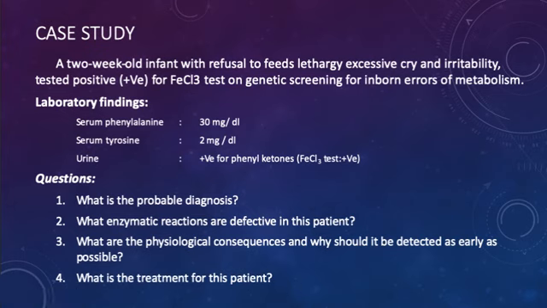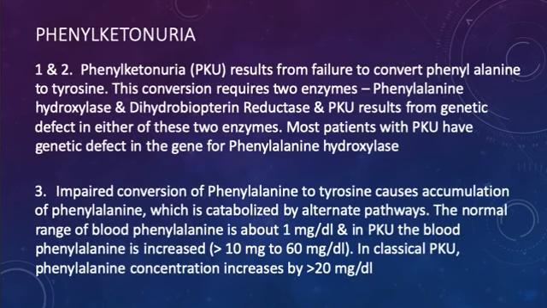Okay, so we'll go on to the answers. So what is it? It is phenylketonuria. It results from failure to convert phenylalanine to tyrosine. This conversion requires two enzymes, phenylalanine hydroxylase and dihydrobiopterin reductase, and PKU results from a genetic defect in either of these two enzymes, right? Most cases of PKU have a genetic defect in the gene for the phenylalanine hydroxylase enzyme. Impaired conversion of phenylalanine to tyrosine causes accumulation of phenylalanine, which is catabolized by alternate pathways.